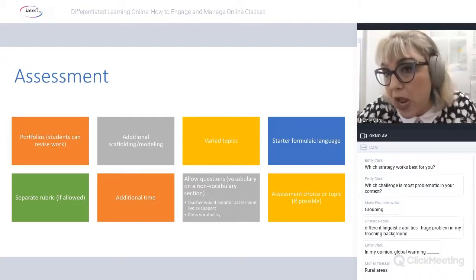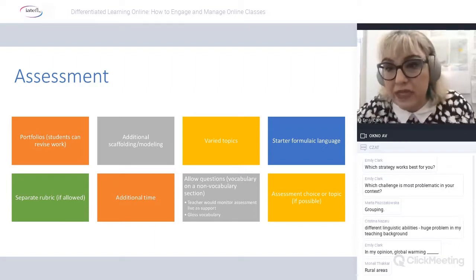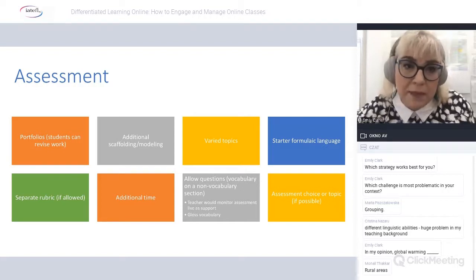Give them a separate rubric, if you can. Maybe you can't. Maybe they do the same topic, but you grade them differently if that's possible for you. Additional time to submit, allow questions.